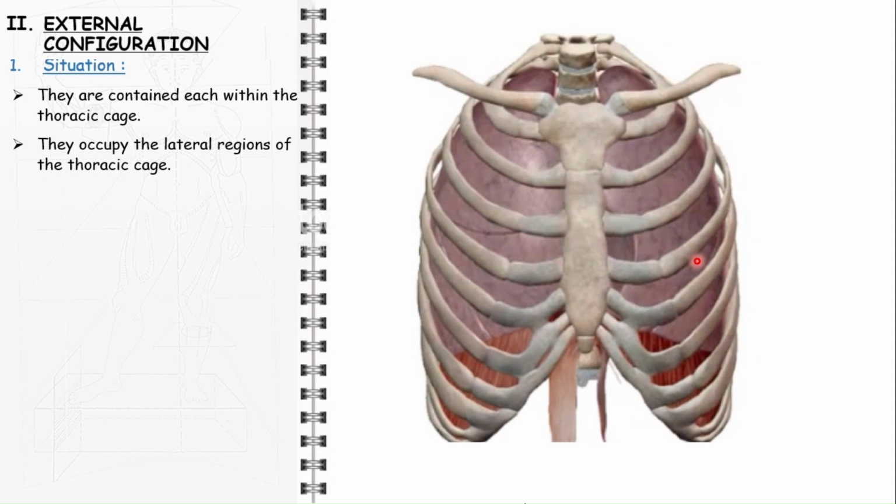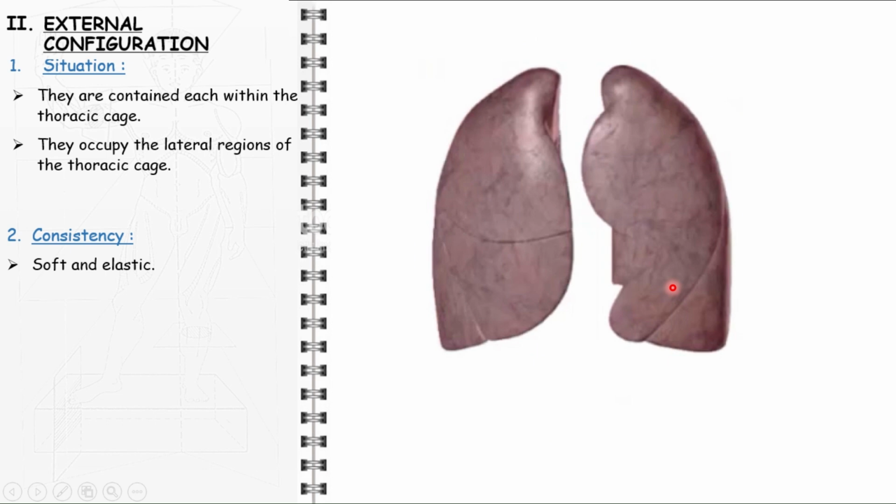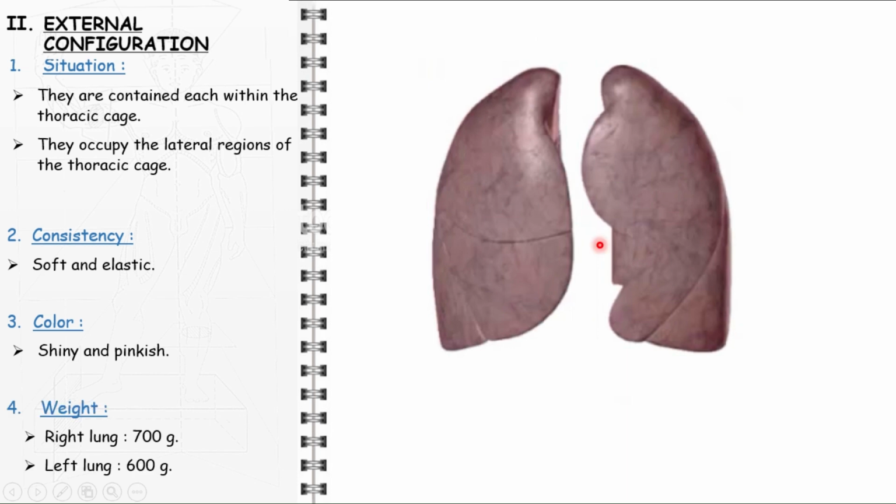The lung has a soft and elastic consistency. It expands during inspiration but spontaneously recoils. The lung is shiny and pink but becomes bluish-gray in older individuals due to the accumulation of pollutants. Its average weight in adults is 700 grams for the right lung and 600 grams for the left lung.